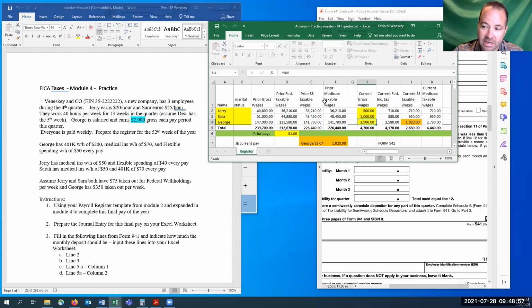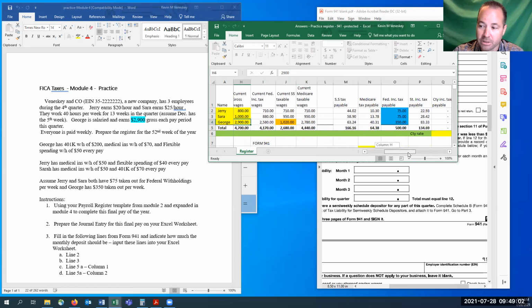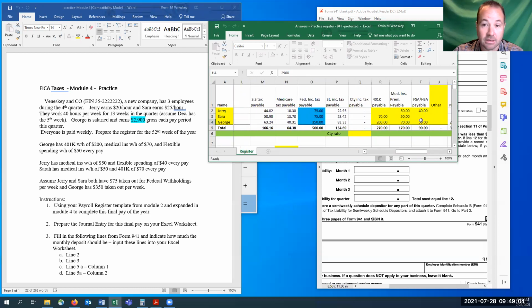Now, before we start calculating our Social Security taxable, we need to put in what is non-taxable. And while we're here, we might as well go ahead and put in our federal income tax. So the federal income tax is $75 for each Jerry and Sarah, and then $350. Then we need to go ahead and check and put in the rest. So George has $200 for 401k, 70 and 50.